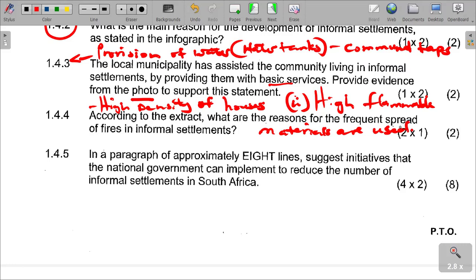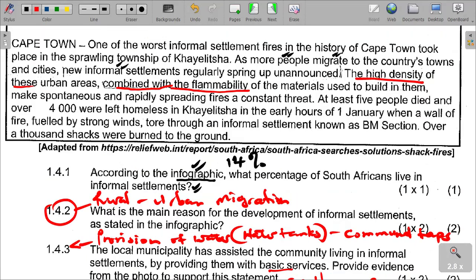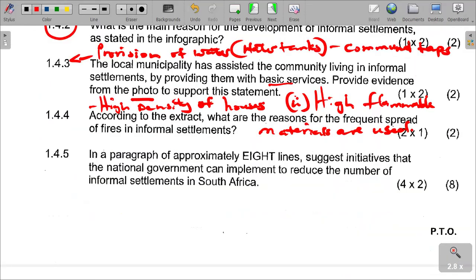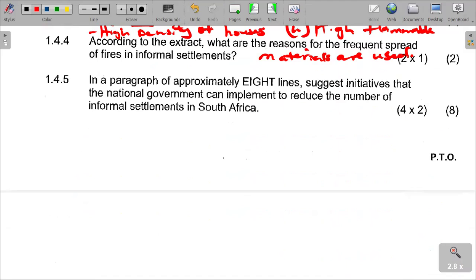There is also another reason: strong winds. Strong winds are also quite reasonable points to say in this case. Strong winds always cause the fire to spread very fast.